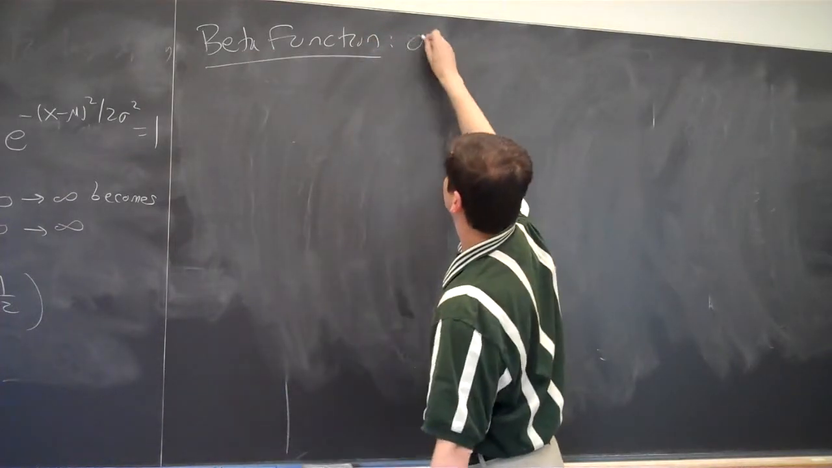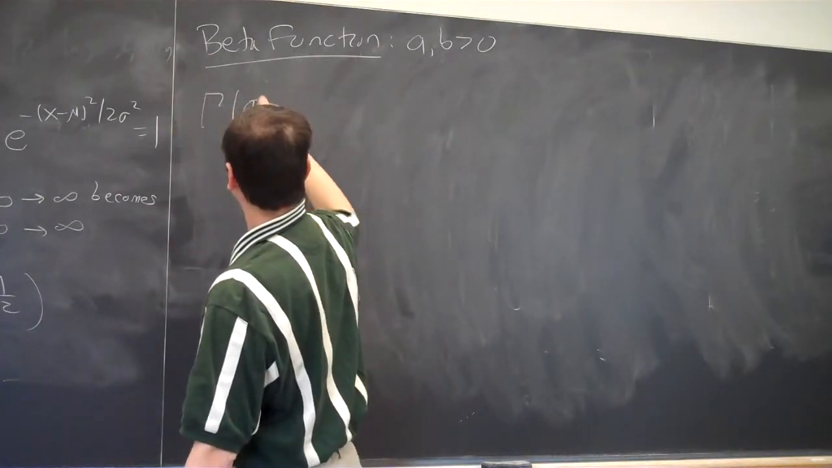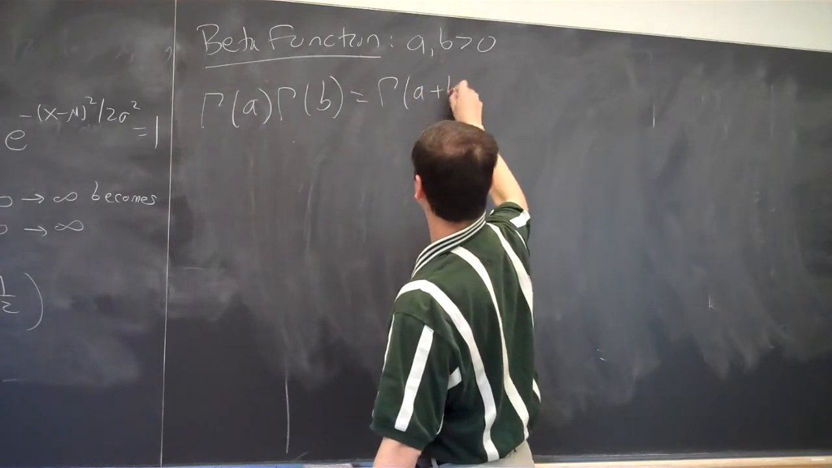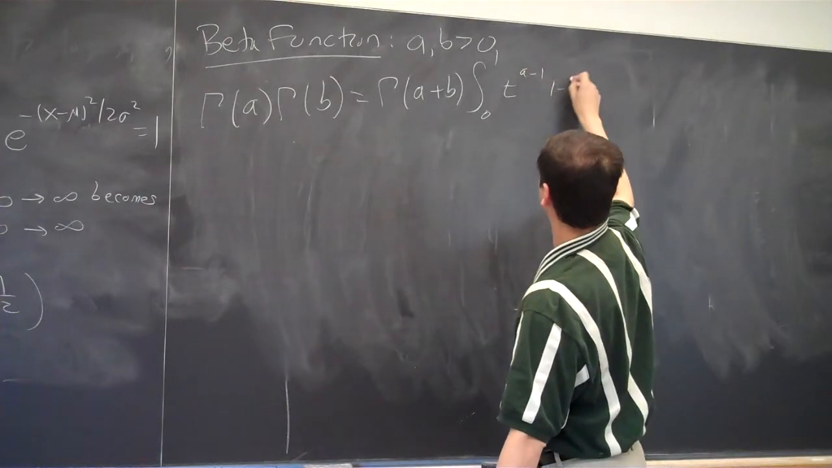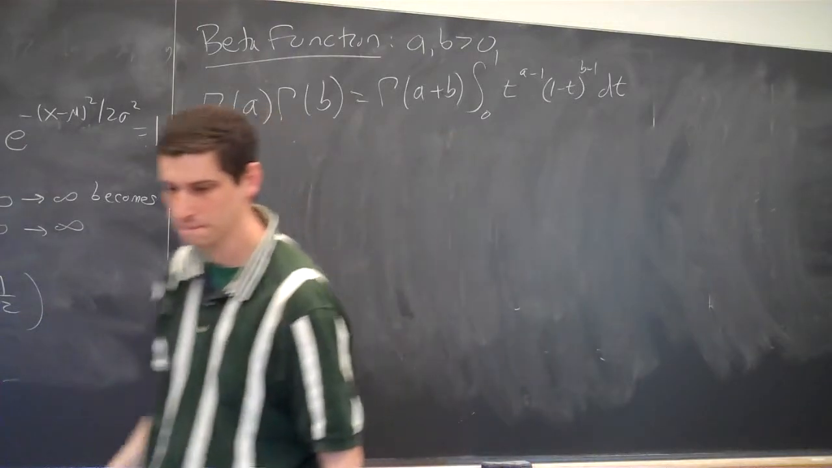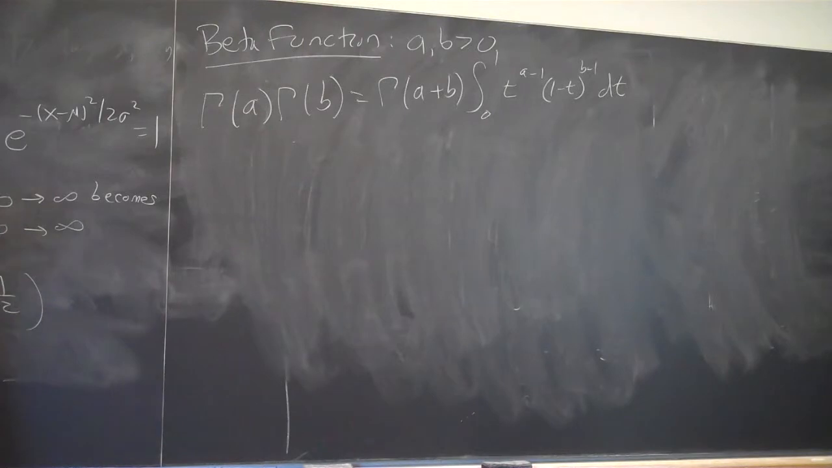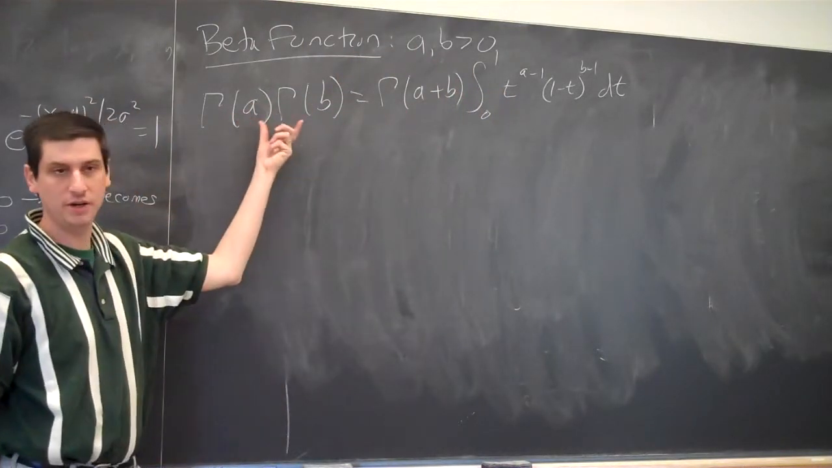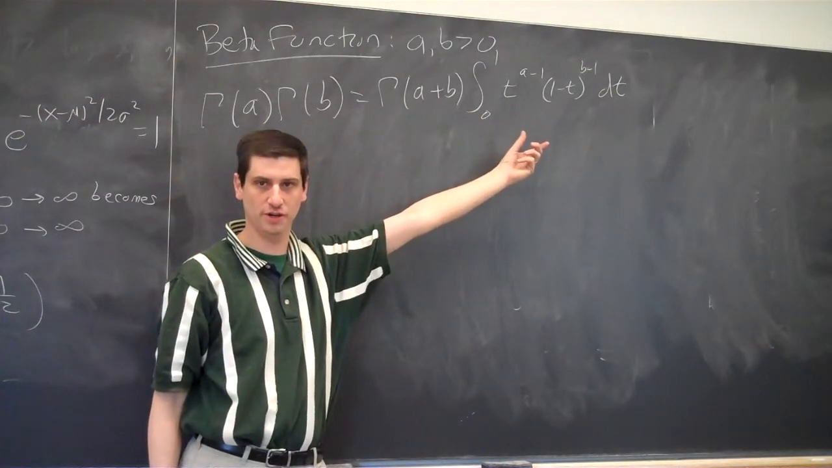So here, a and b will be greater than 0, and gamma of a times gamma of b is gamma of a plus b times the integral from 0 to 1 of t to the a minus 1, 1 minus t to the b minus 1 dt. Just going to make sure I've written this down correctly. Yes. This is a beautiful relationship. It relates values of gamma at a and gamma of b to a value of gamma of a plus b, and a nice integral from 0 to 1.